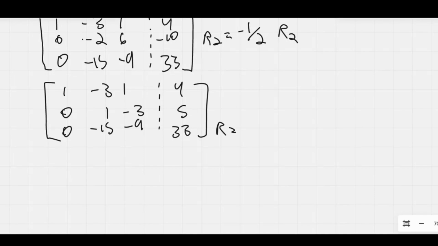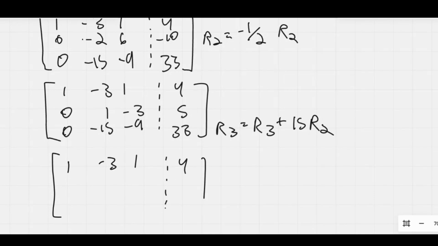Well, row 3 can be equivalent to row 3 plus 15 times row 2. All right, so what happens when we do that? Well, again, we have the same rows 1 and 2. So let me keep that as is.